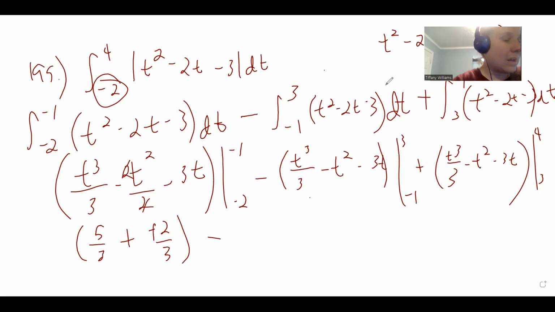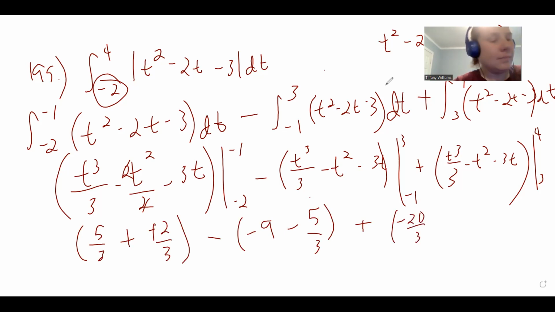If I plug 3 and -1 in, notice -1 is going to give you the same thing it did on the other one. So really, I just have to plug the 3 in. That's going to be -9. And we've got minus 5/3 because, again, it's the same thing. And then guess what? We're going to add to this. If I plug 3 in, I'm going to get the same thing. 4 is going to change. That's going to be -20/3 minus -9. By the way, of course, minus -9 is also plus a positive.